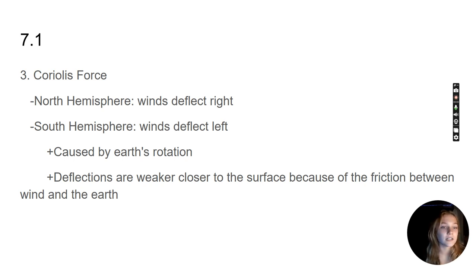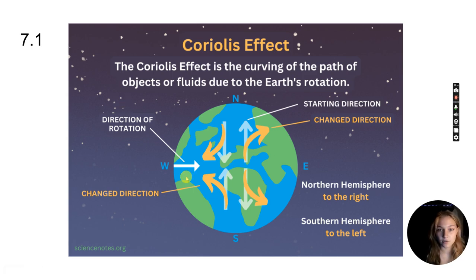The Coriolis force. In the northern hemisphere, the wind will deflect right, and in the southern hemisphere, wind will deflect left. This is caused by the Earth's rotation. Deflections are weaker closer to the surface because of the friction between the wind and the Earth. So the farther down you are, the less you have to worry about these. And here's a good photo of what's going on for the Coriolis effect. We have the wind here going north, and you can see that it's deflecting off right, and then left, left.